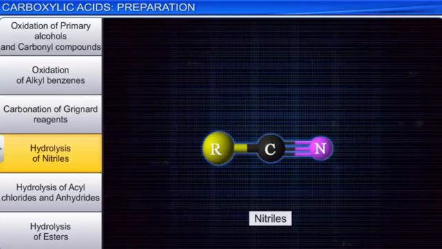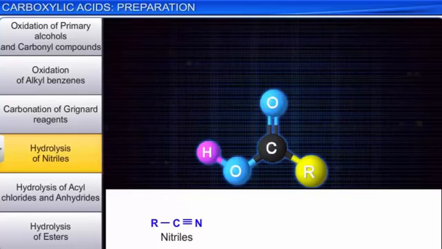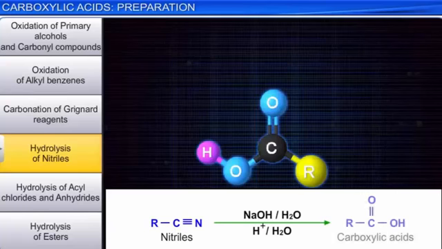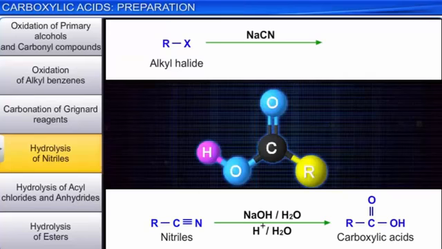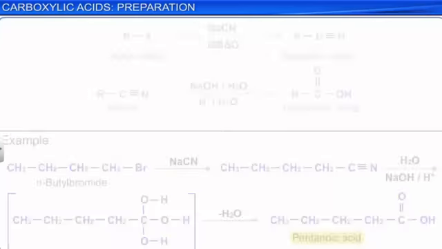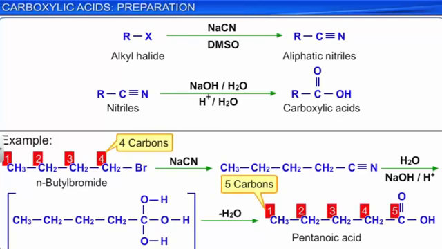Hydrolysis of nitriles is another method for preparing the carboxylic acids. Nitriles, on boiling with aqueous alkali or acid, get hydrolyzed to the respective carboxylic acids. Aliphatic nitriles can be prepared by treating an alkyl halide with sodium cyanide in the presence of the solvent dimethyl sulfoxide. The synthesis of pentanoic acid from N-butyl bromide shown here illustrates the complete method. Note that the acids produced from the alkyl halide also contain one carbon atom more than the original alkyl halide.